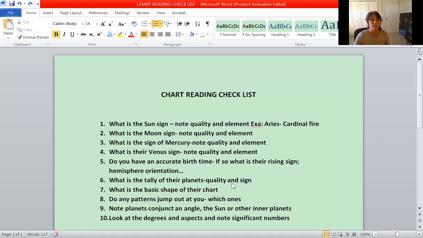We did a tally of the qualities and signs. We got an idea of the basic shape. We looked to see if any patterns jumped out at us. We noted some of the planets, like whether any of them were on the ascendant, descendant, or midheaven, or conjunct at one of those angles. Which planet was it, the sun or any inner planets, and then we looked at the degrees. Yay! We ticked off all those.